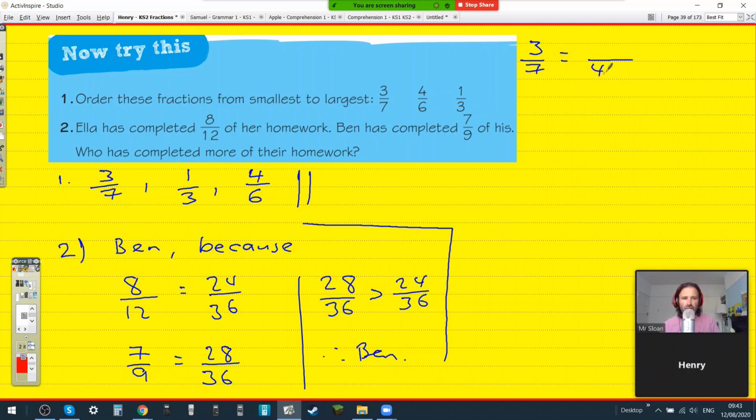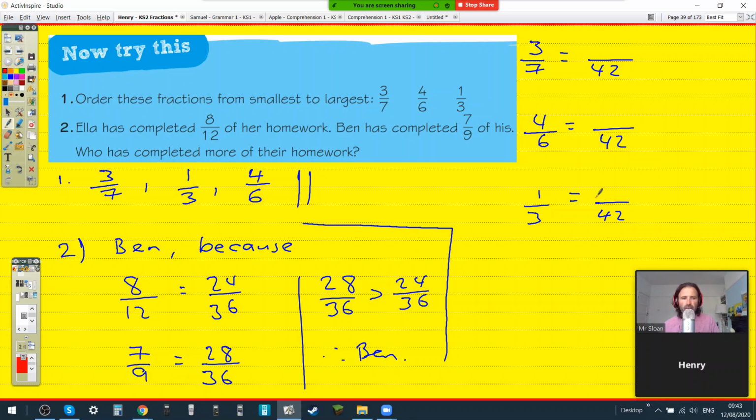So what would be each one over 42? Oh yeah, okay. So for 1/3, it would be 14 over 42 because 3 times 14 is 42. So then 1 times 14 is 14. And then for 3/7, I think it was.